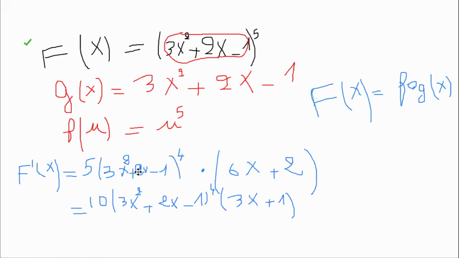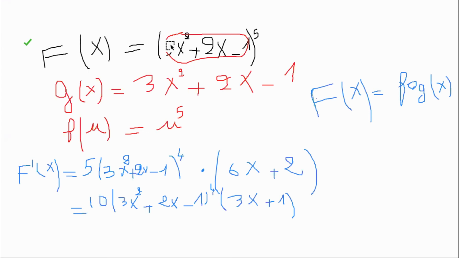Inside the parentheses, we substitute the u. We don't write 5 u to the 4, we write 5 and substitute the u with the insider function, the inner function, which is g of x, to the 4, because the power becomes 5 minus 1 which is 4. But be careful, it's not done. We have to multiply by something easy, which is the derivative of the insider function, which is in red inside the parentheses: 3x squared plus 2x minus 1.